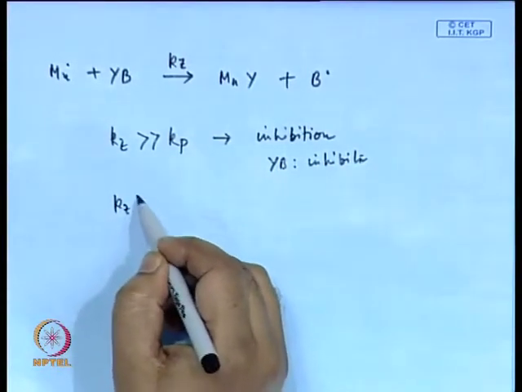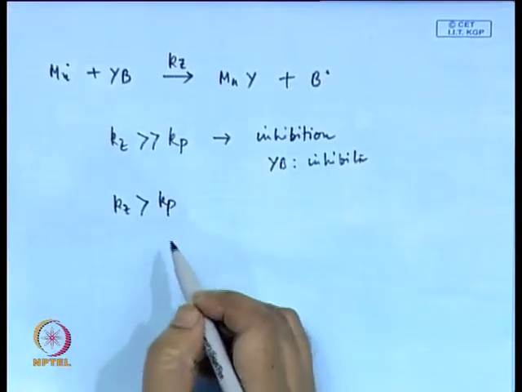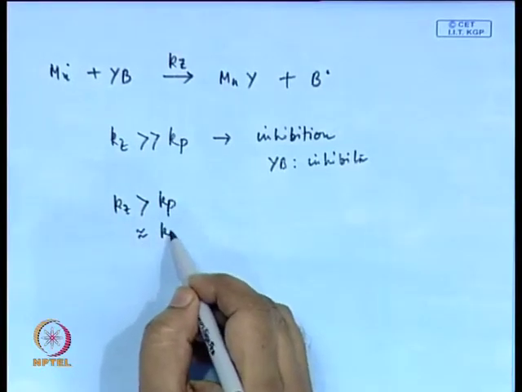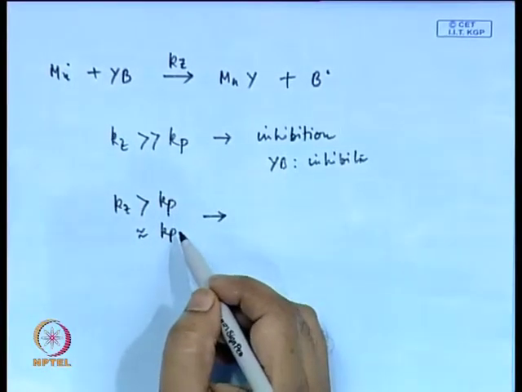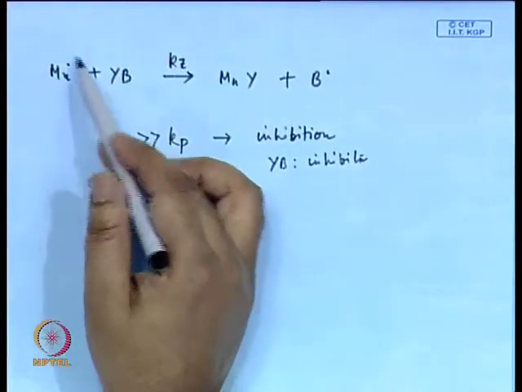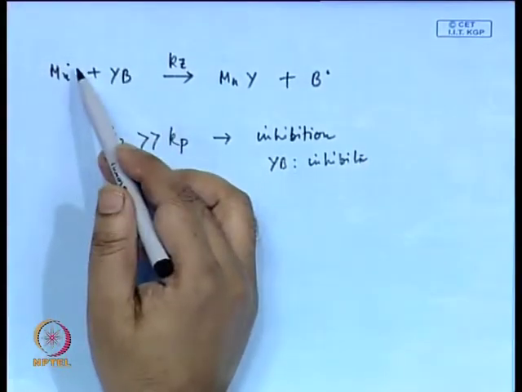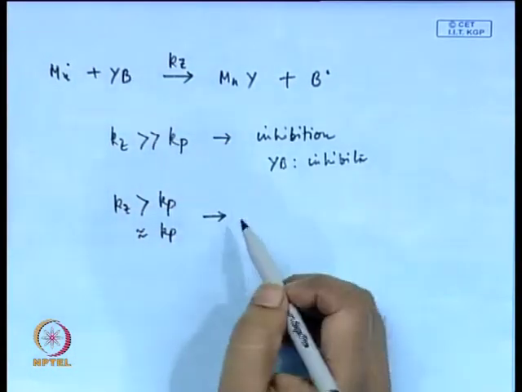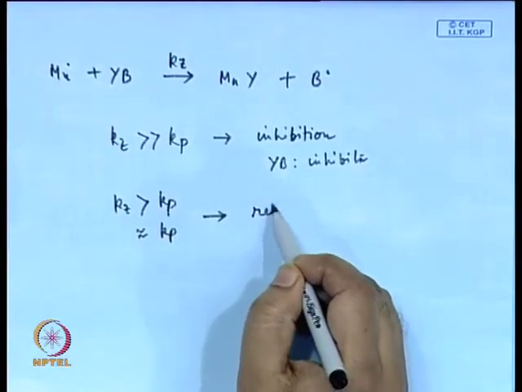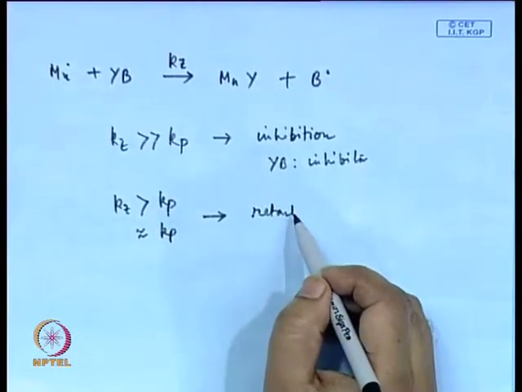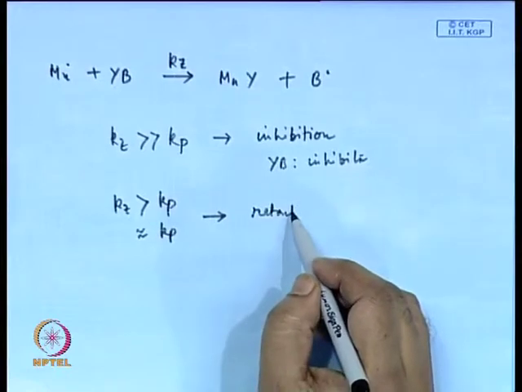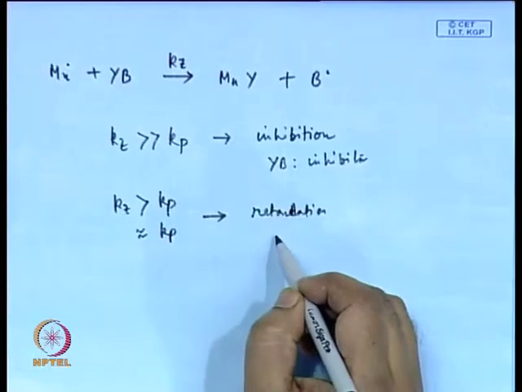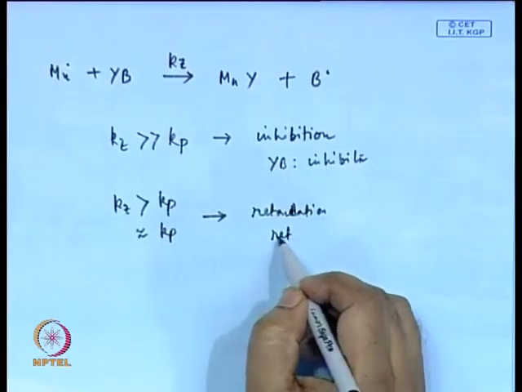If Kz is a little higher or maybe comparable with Kp, then part of the Mn is undergoing this reaction and part of the Mn is undergoing normal propagation reaction. So, what happens is your rate of polymerization becomes slower. So, this is a retardation, and the molecules are called retardants.